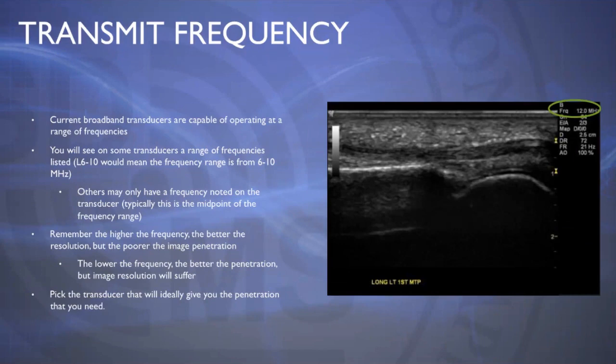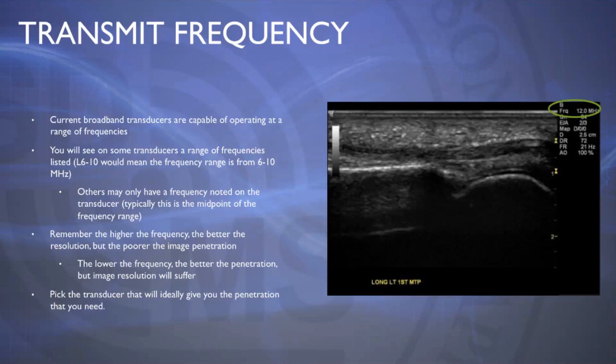Regarding transmit frequency, current broadband transducers are capable of operating at a range of frequencies, as all of us know. And you'll see on some transducers a range of frequencies listed. For example, on some probes you may see something that says L6 to 10, which would mean the frequency range is from 6 to 10 megahertz, or others may only have a frequency noted on the transducer, and typically this is the midpoint of the frequency range for that probe.